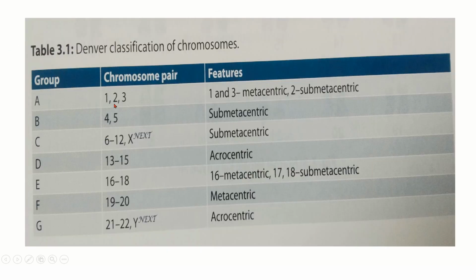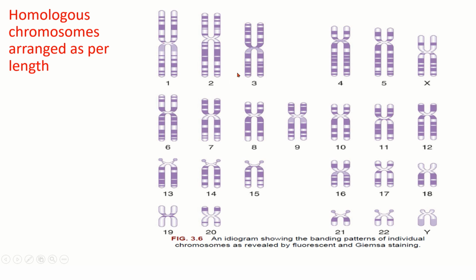Now if you observe, the first, second, and third chromosomes belong to group A as per Denver's classification. In that, first and third are metacentric and second is submetacentric. See here, first and third are metacentric, second is submetacentric. And here you can see 4 and 5 belong to the B group, where both are submetacentric, and here all are submetacentric. Even the X chromosome is also submetacentric here.